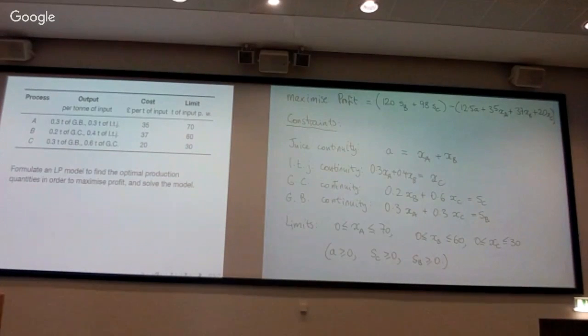What we're going to do in the labs is, I'll show you, or Philip will show you, how to run Express, which solves these models.